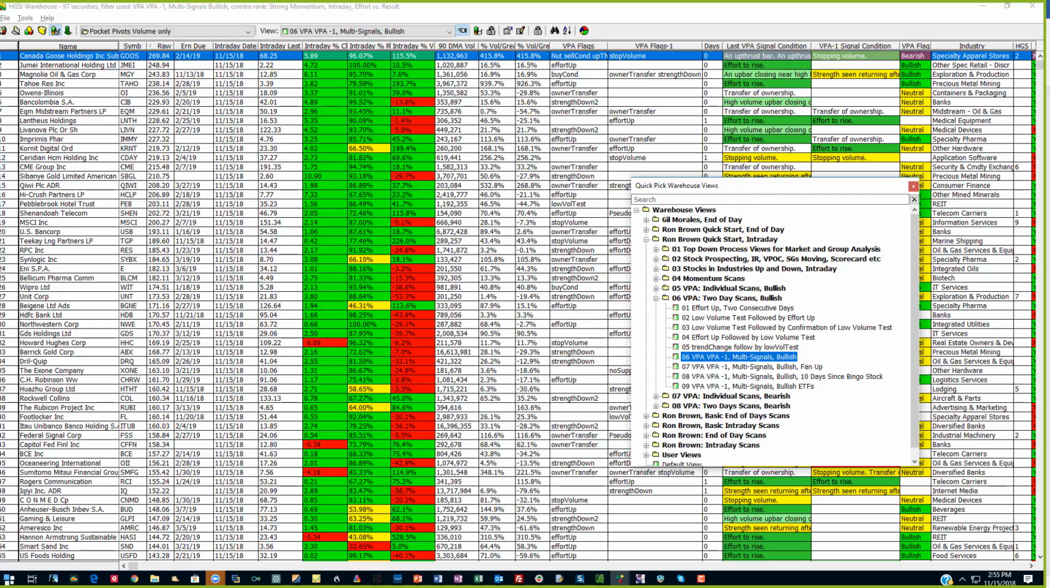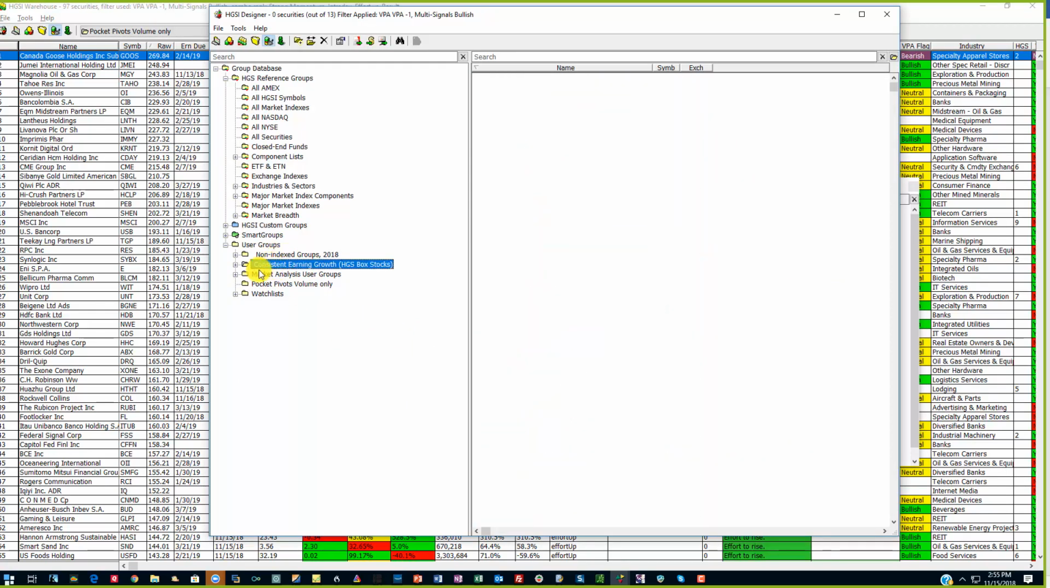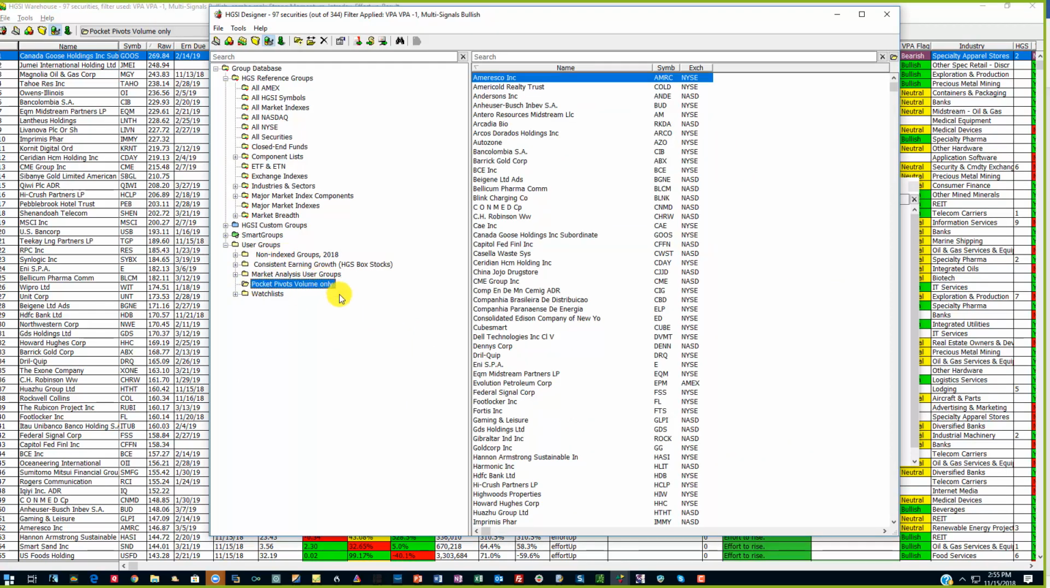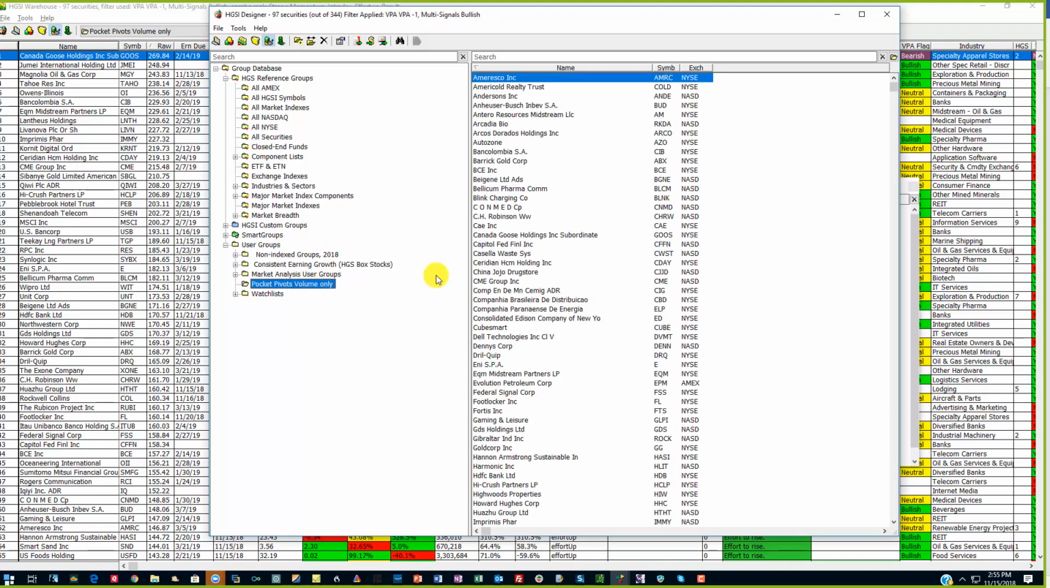Okay, let's see what else I want to do. Okay, so those are a couple of groups that if you're playing the long side, the consistent earnings growth, here's pocket pivots volume only. This one could be updated weekly or dragged down here weekly if you want to drag it down. This one would have to be updated daily, okay? Because you're going to have a new group tomorrow. Now, here's another thought or two.